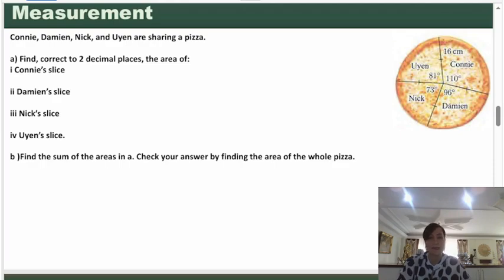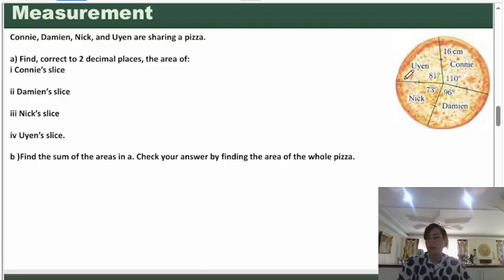So let's get started. Here it says Connie, Damien, Nick, and Uyen are sharing a pizza. Part A asks to find, correct to two decimal places, the area of Connie's slice. The slice of Connie is here.